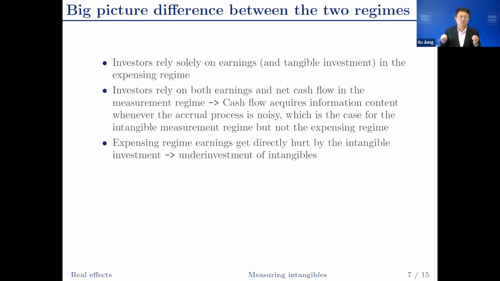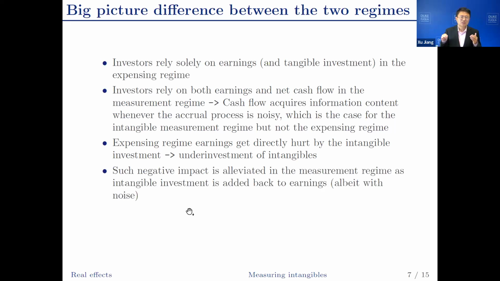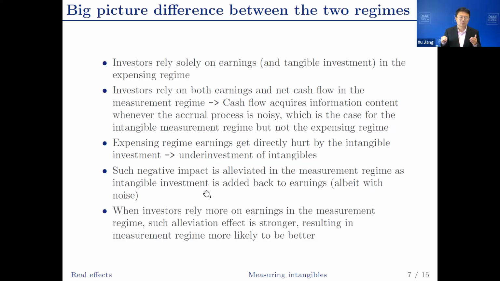In the expensing regime, earnings gets directly hurt by intangible investment because intangible investment is treated as expense. And because investors rely on earnings to price the firm, low earnings, through positive correlation of cash flow across periods, is going to result in lower pricing. That's why there will be underinvestment of intangibles in the expensing regime. The underinvestment in intangibles in the expensing regime is somewhat alleviated in the measurement regime because intangible investment is added back in earnings, even though added back with some noise. So when investors rely more on earnings in a measurement regime, the alleviation effect is going to be stronger. And that's going to result in the measurement regime more likely to be better.